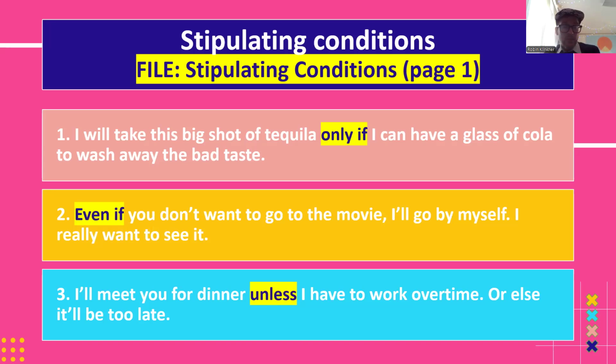That's the meaning here. So that's the inherent, the built-in meaning of unless. It's if the opposite. So here I have as the verb if I don't have. So I'll meet you for dinner if I don't have to work overtime, or else it'll be too late. Okay, so finish 4 through 9 for page 1. And we're going to go over the answers in class. But let's go over unless a little bit more.